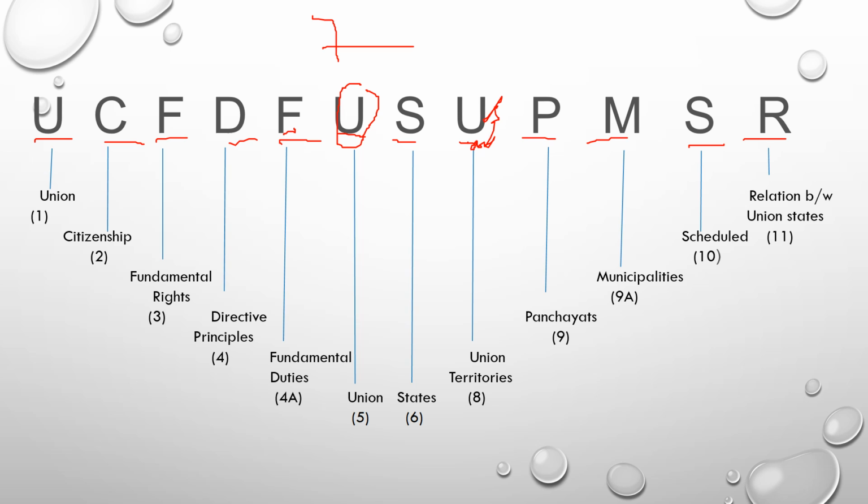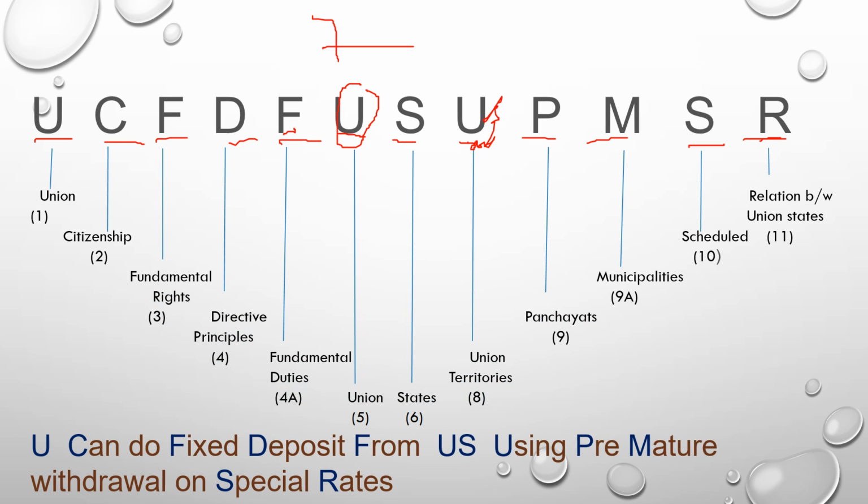And S represents the scheduled and tribal areas. It is the 10th part of Indian Constitution. And R represents the relation between union and states. It is the 11th part of Indian Constitution. So how to remember these 11 parts easily? So I have come up with an easy sentence so that you can remember easily all these 11 parts. And the sentence is: you can do a fixed deposit from US using premature withdrawal on special rates.